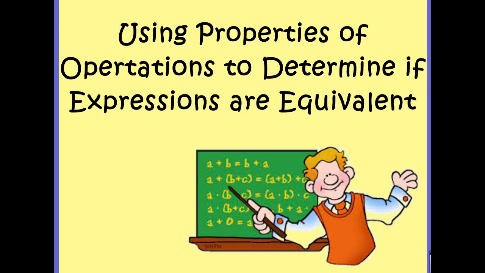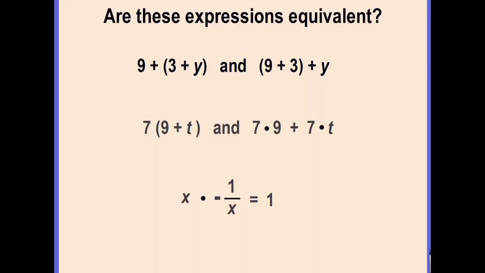And since we've already learned about the different properties of operations, we're now going to use those to help us determine if expressions are equivalent. So these are just examples. We want to know, are these expressions equivalent? So take a look at the first one. It says 9 plus the sum or a group of 3 plus y. Is this expression equivalent to 9 plus 3, the group or the sum of 9 plus 3, plus y?